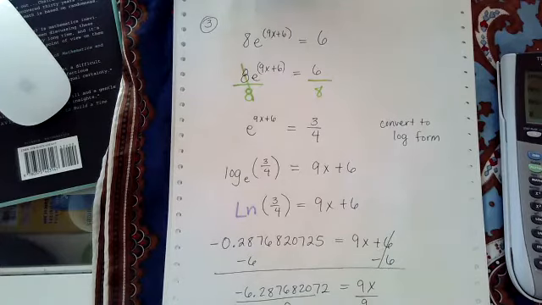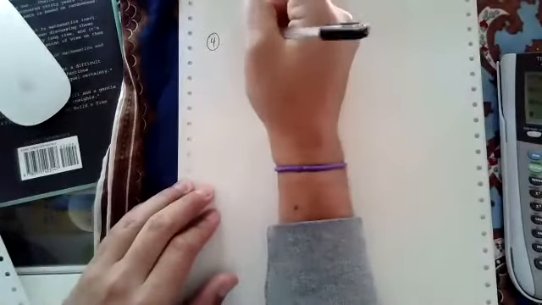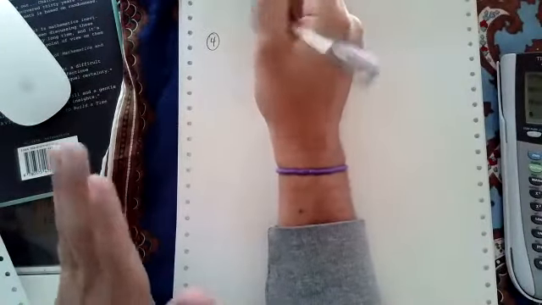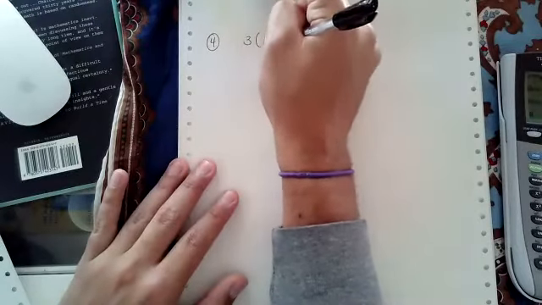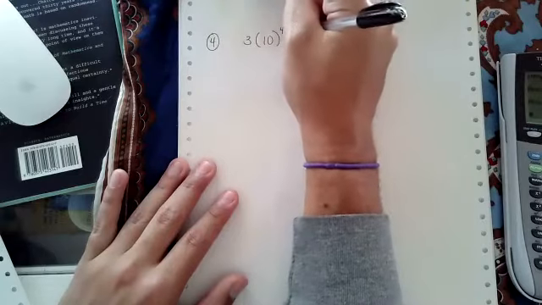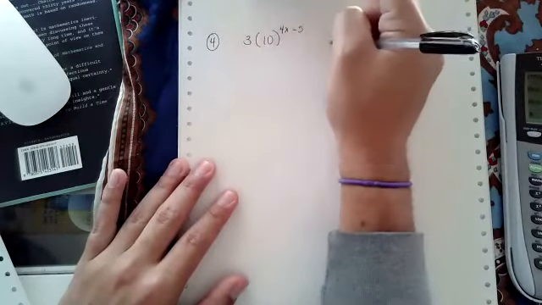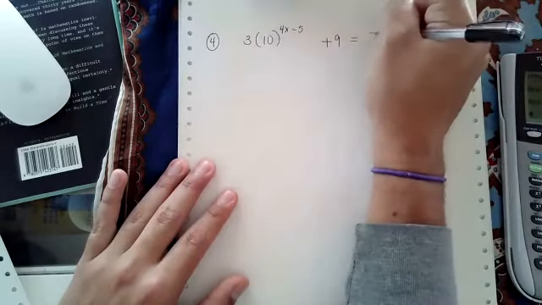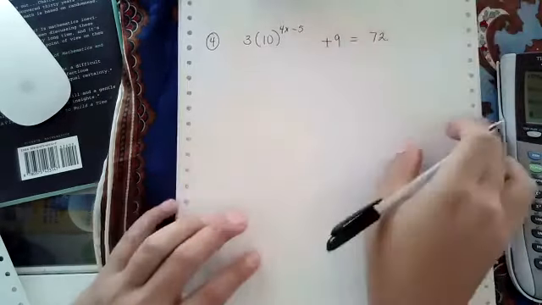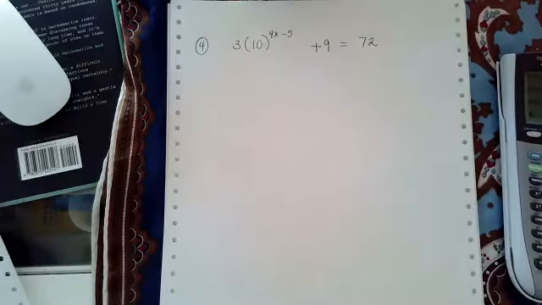Okay. So now I'm going to give you another problem and give you another 3 to 5 minutes to work it, maybe a little bit more. Let's look at this one. We're going to solve and round our final answer to 3 decimal places. So 3 times 10 raised to the 4x minus 5 power plus 9 is equal to 72. Okay. And maybe we can talk this one out loud.